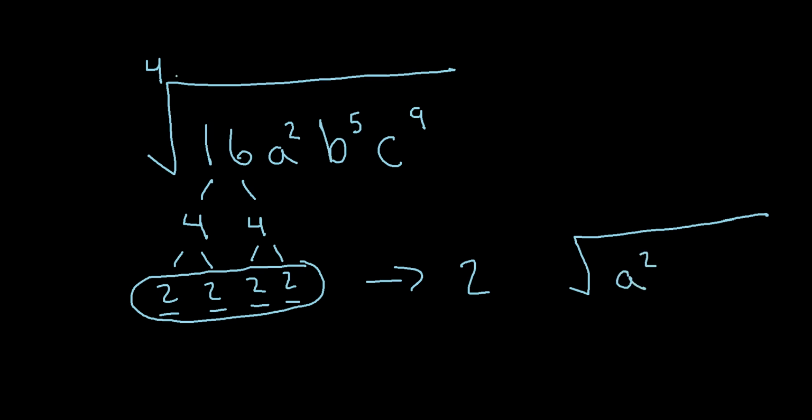Next, we'll move on to the b. How many 4's will go into 5? Well, just 1 with 1 left over. So we're allowed to pull 1 b on the outside of the radical. And remember, we have 1 left over, which has to stay inside the radical. And lastly, we'll move on to the c's. How many 4's will go into 9? Well, 2 4's will go into 9 with 1 left over. So we're allowed to pull 2 c's out, or in other words, c times c, so c squared. And we have 1 c left over that stays inside of the radical.